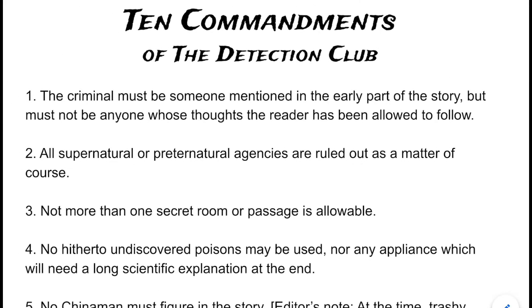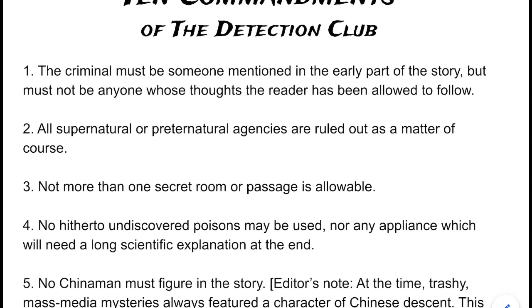Or even the Scooby-Doo one, the criminal must be someone mentioned in the early part of the story. There's a joke that always the first person you meet in Scooby-Doo who's not one of the main characters is the one that's actually the crime committer. The criminal, that's what we call them.